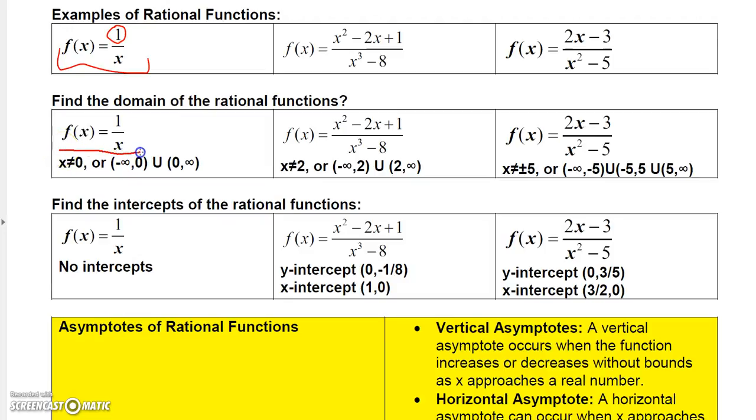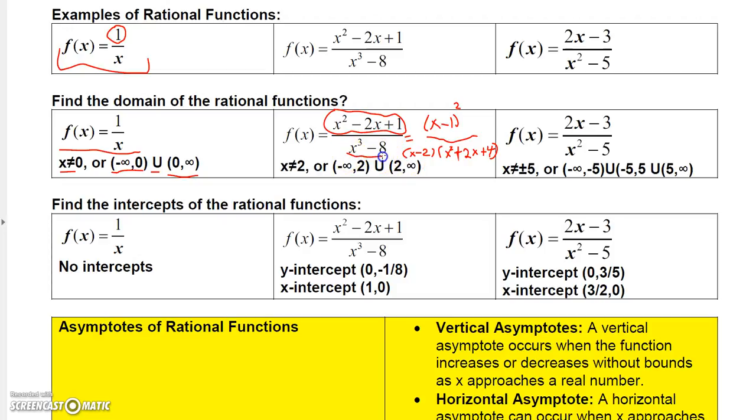Basically, 1 over x just cannot be 0 because you can't divide by 0. So x can't be 0, and the interval notation would be negative infinity to 0, parentheses, union, parentheses, 0 to infinity. Now, this one here, this actually will factor, and I'm going to factor it for you. So if you factor the top, you basically will get x minus 1 times x minus 1, and I just wrote that as x minus 1 quantity squared. If you factor the bottom, you're going to get x minus 2.